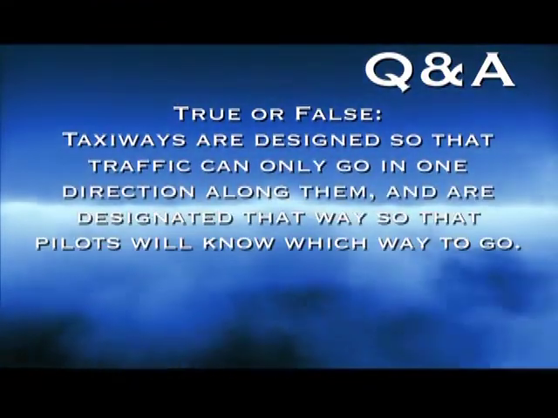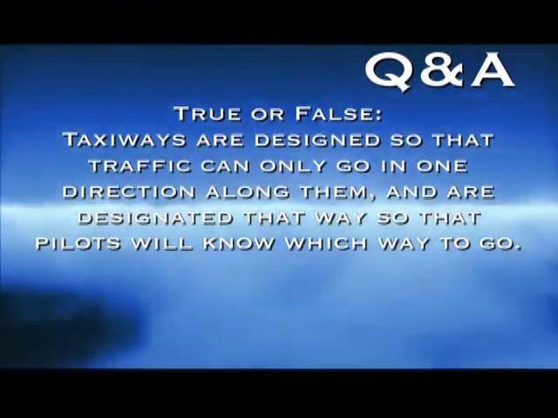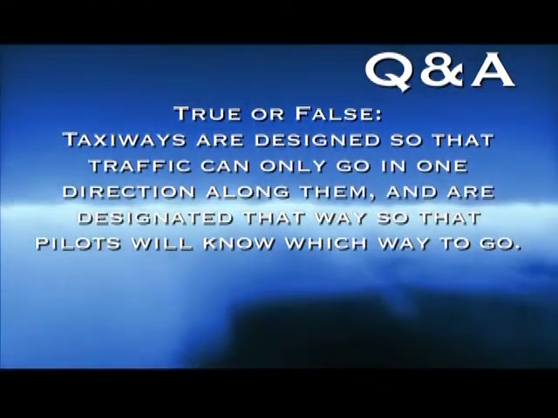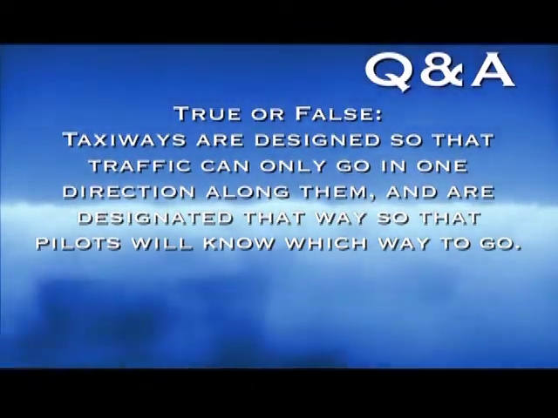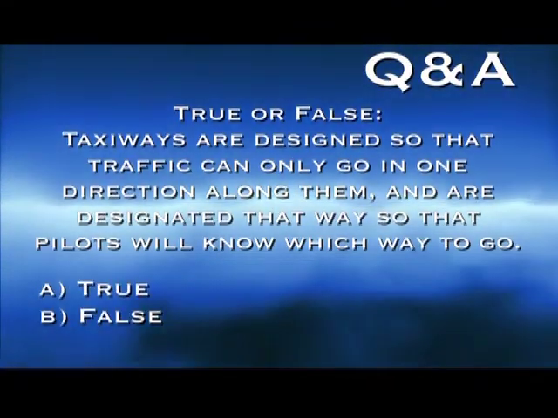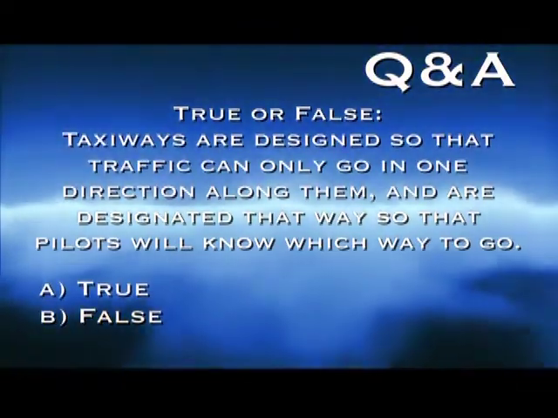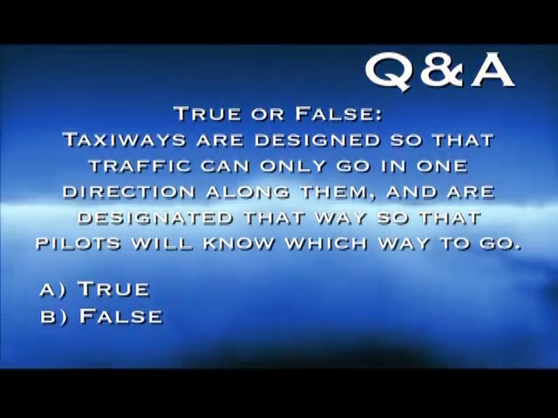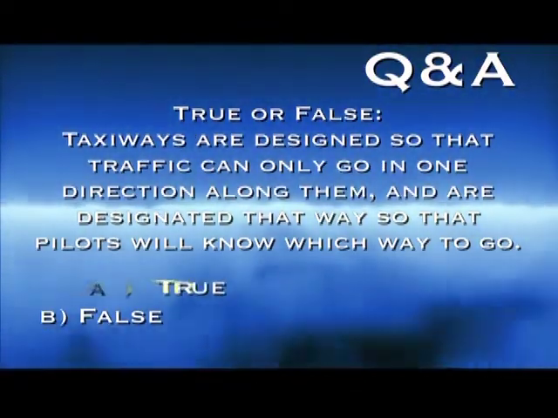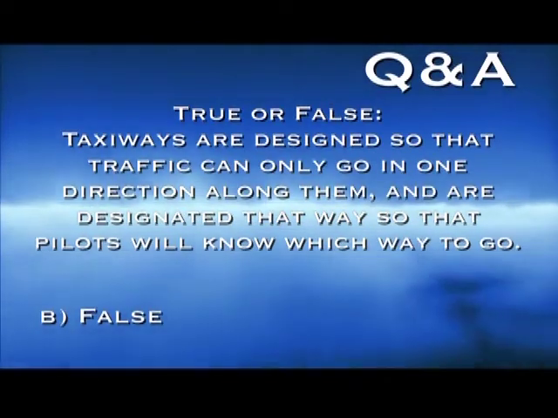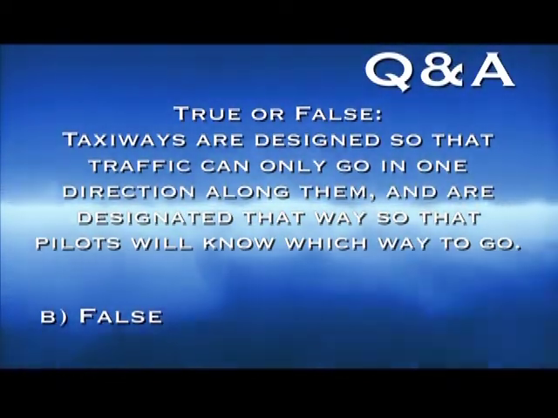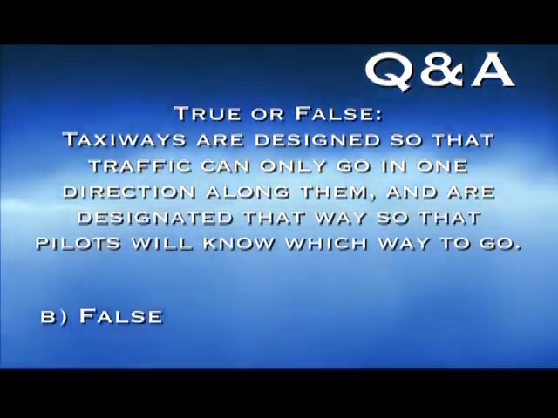True or false? Taxiways are designed so that traffic can only go in one direction along them, and are designated that way so that pilots will know which way to go. The answer is false. The controller must decide what direction traffic will go on taxiways. They do not have a designated direction for traffic movement.